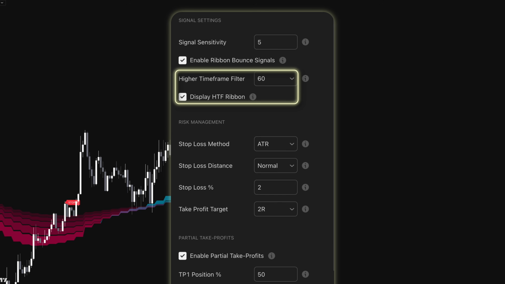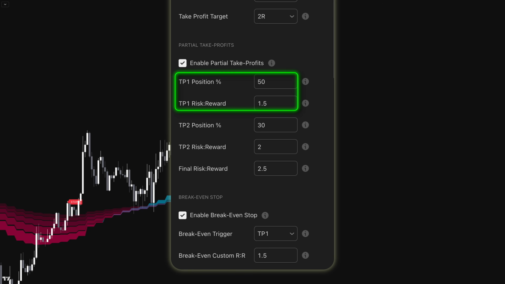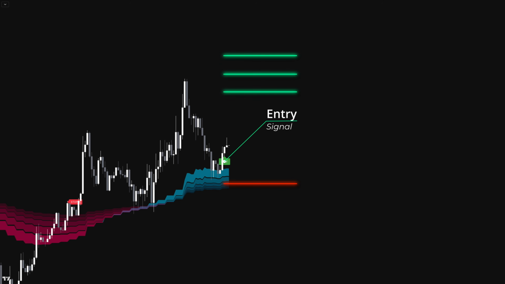Let me show you a real example with multiple pro features enabled. Here's Bitcoin on the 15-minute chart with the 1-hour HTF filter active. I've got partial take profits enabled with the default settings. 50% at 1.5R, 30% at 2R, 20% at 2.5R. Break-even set to trigger at TP1. Signal fires, entry, stop, and 3 TP levels appear on the chart.